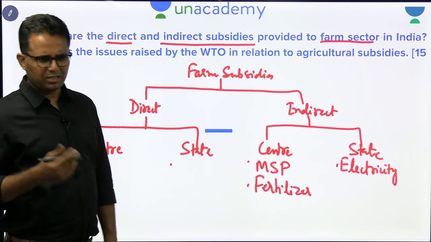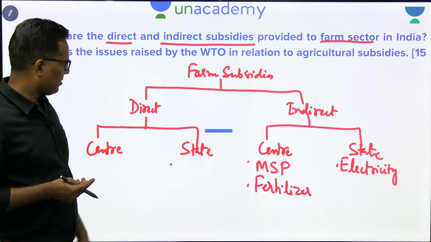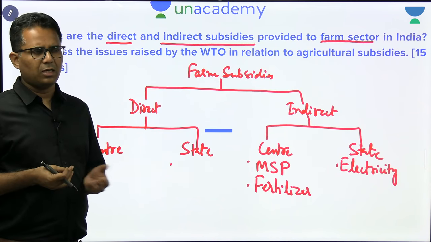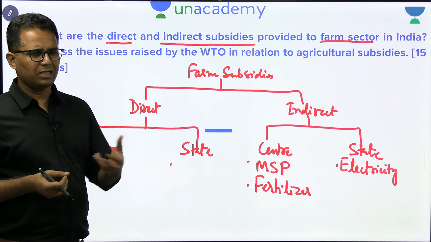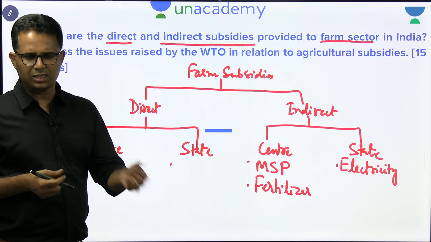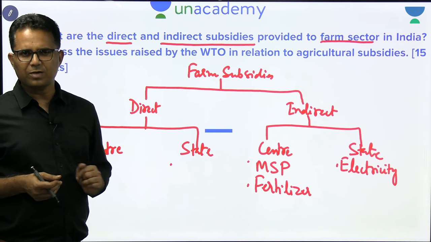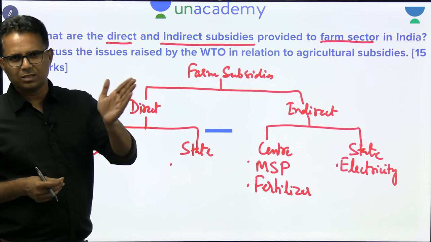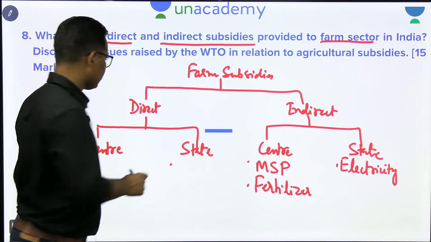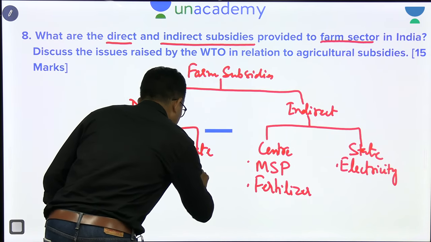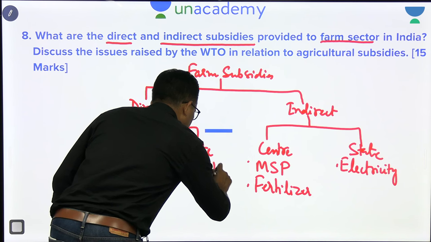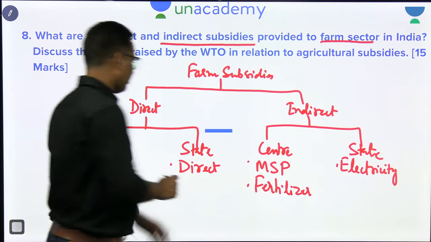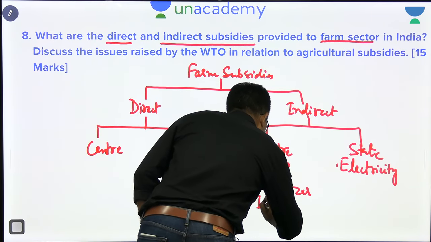It depends on the state. Different states are giving in different ways. But, for example, let's say equipment. Certain irrigation related pipes or equipment, farmers purchase at the market rate and then they submit the bill, and then some states transfer money into their accounts, which will become direct. Indirect meaning also for interest.